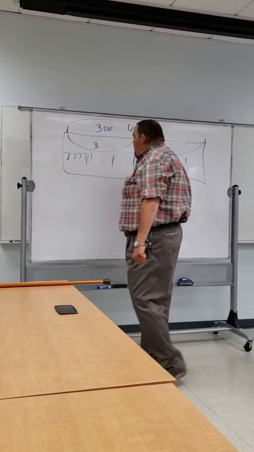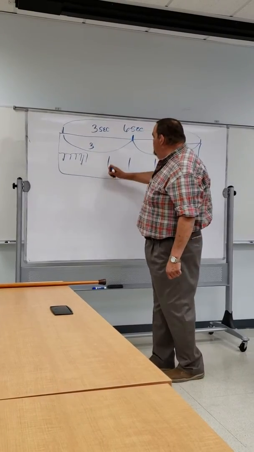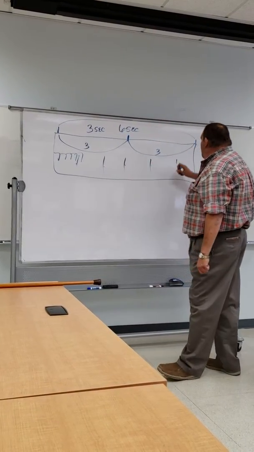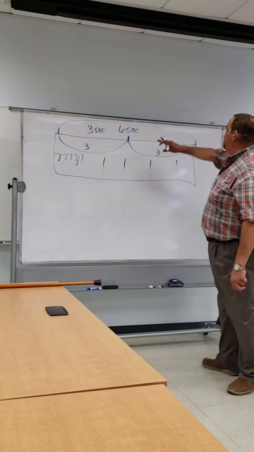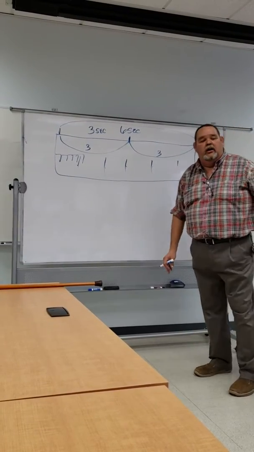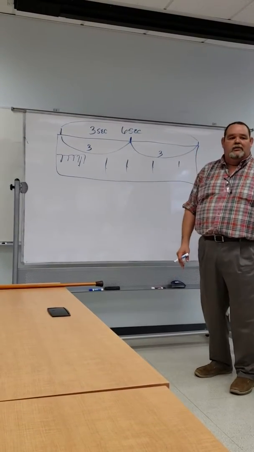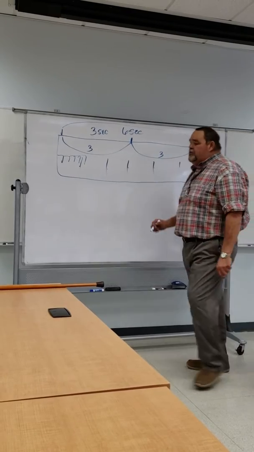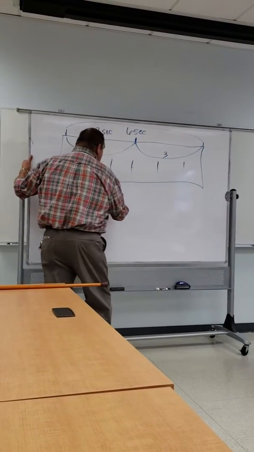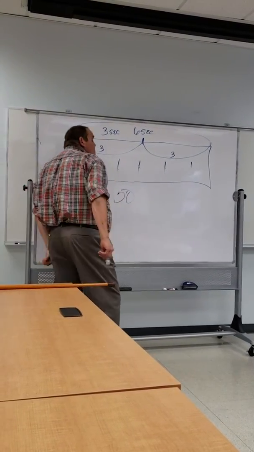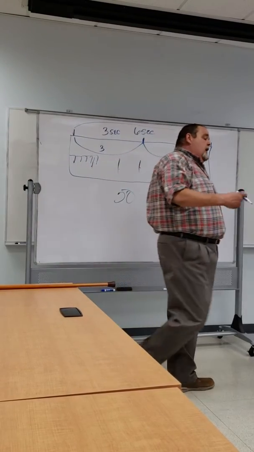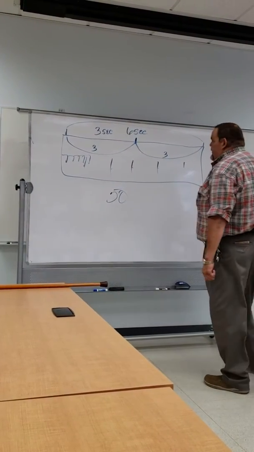So you come up here and you count 1, 2, 3, 4, 5. How many 6-second portions are there in a minute strip? There are 10. So 10 times 5 makes your heart rate 50. Okay? That's how you figure out the heart rate.